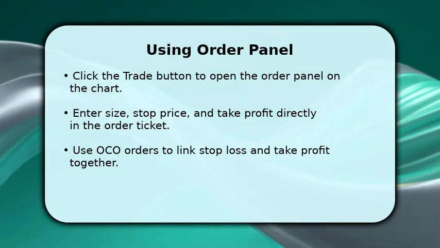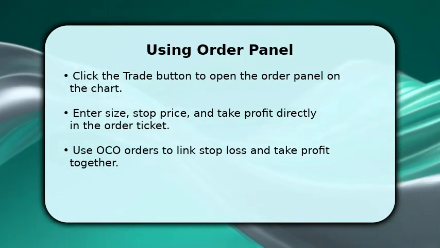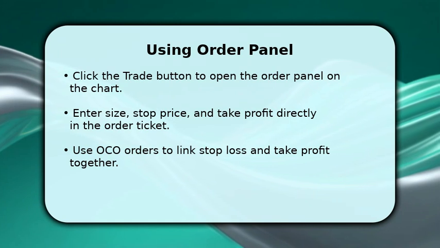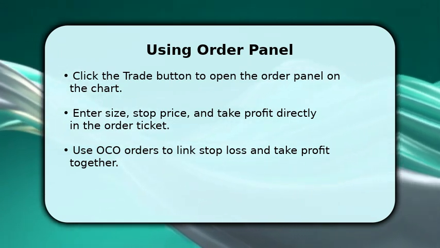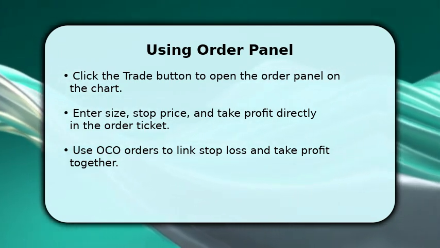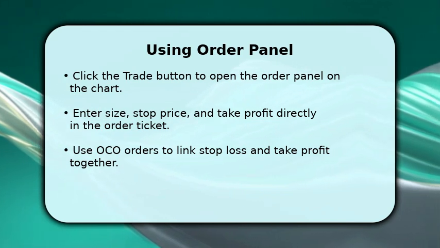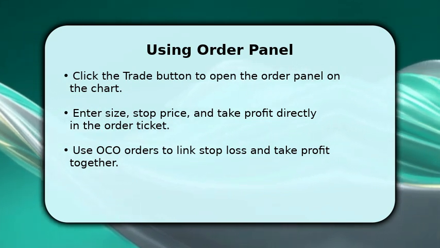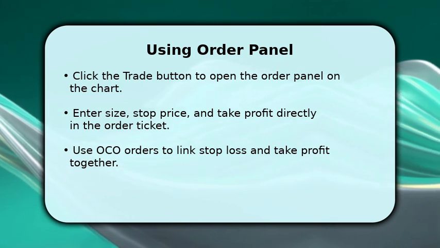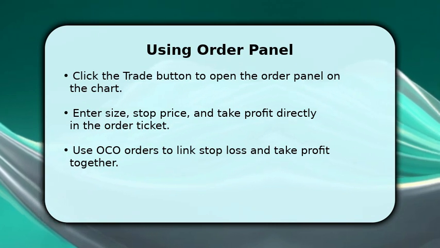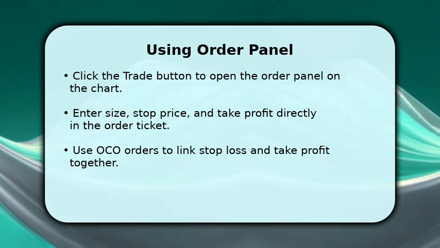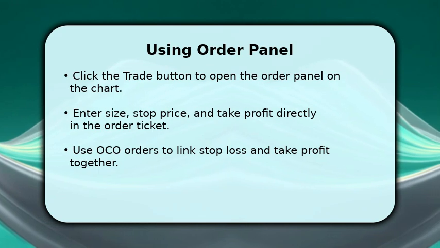Open the trade button and focus on the order panel where you input size, stop price, and profit target. Choose market, limit, or stop entry, then add a stop loss field or drag the stop line on the chart. For simultaneous exits, enable OCO so one order cancels the other. Double-check sizes and prices before submitting to avoid accidental overexposure and ensure your risk matches your plan.